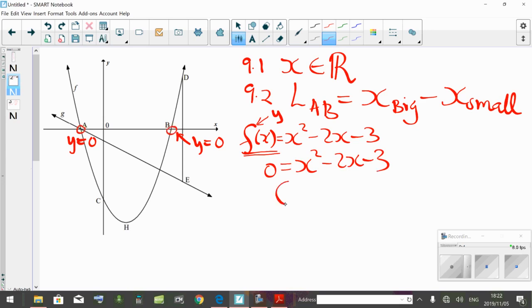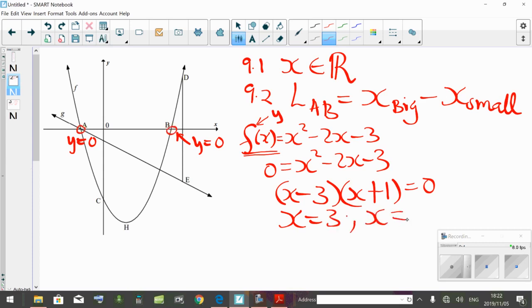Now we solve this. This should probably be x minus 3, x plus 1. x is equal to 3. x is equal to negative 1. Meaning our length of AB, since we said x big minus x small, it will be 3 minus negative 1, which gives us 4 units.